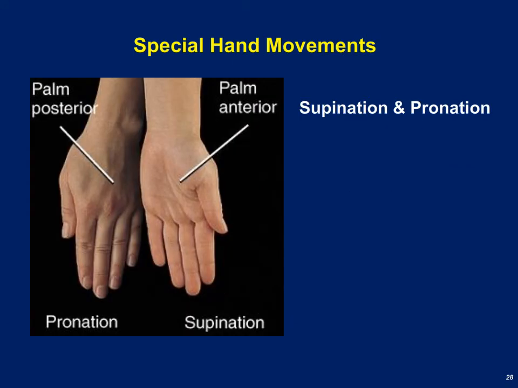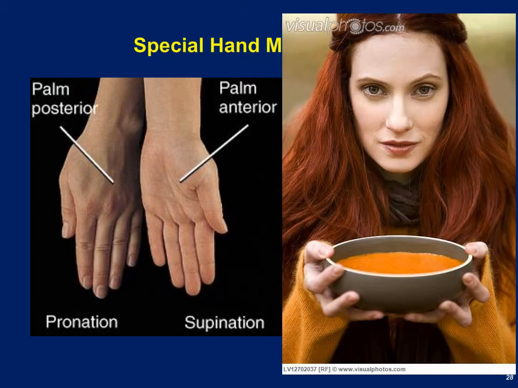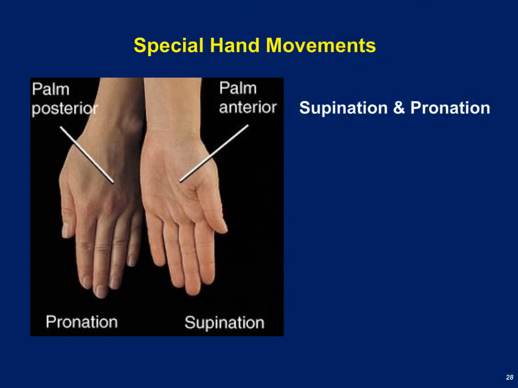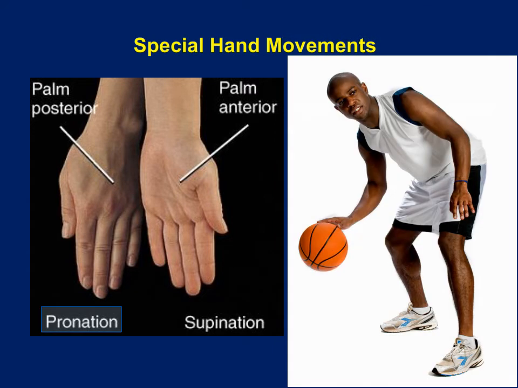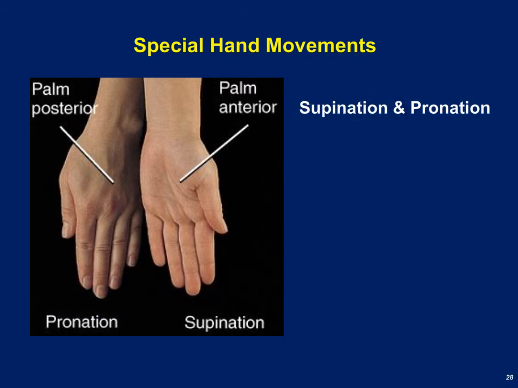Now we're going to go on to some of these specialized hand movements, and these include supination and pronation. And again, these are two very opposite movements. So supination is when the palm of the hand is facing anteriorly. And so a good way to remember this is that you would want your palm facing anterior or upward if you were going to hold a bowl of soup, supination. On the other hand, you would want to pronate your palm, that is, face it posteriorly if you're going to dribble a basketball, if you were a professional basketball player. So supination, the hand is anterior or up, and pronation, the palm is posterior or down.